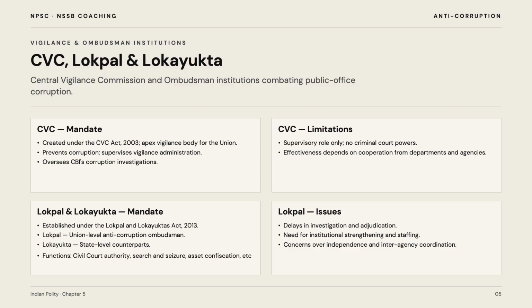And the issue is that there's delay in investigation and adjudication. There is a lot of delay in the Lokpal cases. And then there is a need for institutional strengthening and staffing. Staff can be few, which is why if you get Lokayukta inspector, because there's less staff, promotion is slow as well. In Class 1 it is easier, as the next promotion is DSP. Lokayukta inspector is a very good post for people interested in police. It has concerns over independence and interagency coordination. On independence, they are under the influence of the bureaucrats and the politicians.